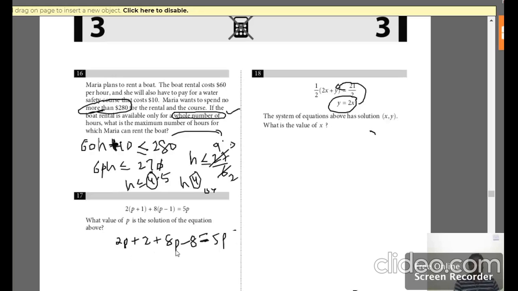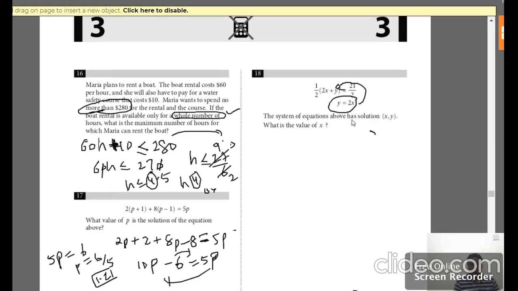Okay, so 2p plus 8p will give me 10p. 2 minus 8 will give me negative 6 equals to 5p. Bringing like terms together, 10p minus 5p will give me 5p is equals to, if I shift this negative 6 to the other side, positive 6. So p value is nothing but 6 over 5, which is 5 times 1. So it is nothing but 1.2.